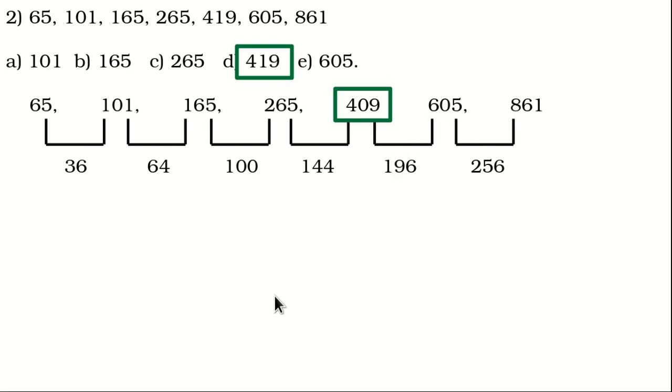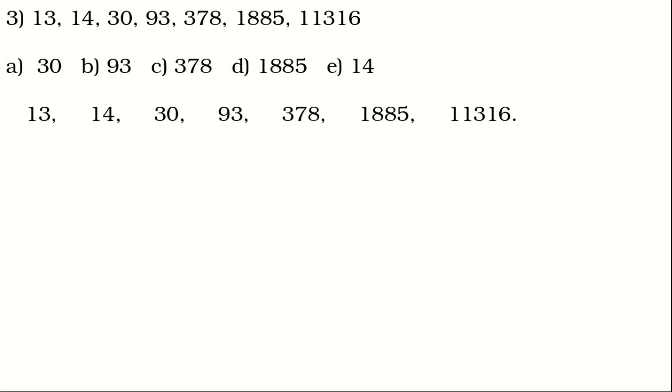Now let us look at the third question. 13, 14, 30, 93, 378, 1885, 11316. As the given numbers are not close to one another, as it's 13 and this is a 5-digit number. Now, the first most thing, you have to observe the given numbers and you have to try to find the relation among the given numbers at a glance.